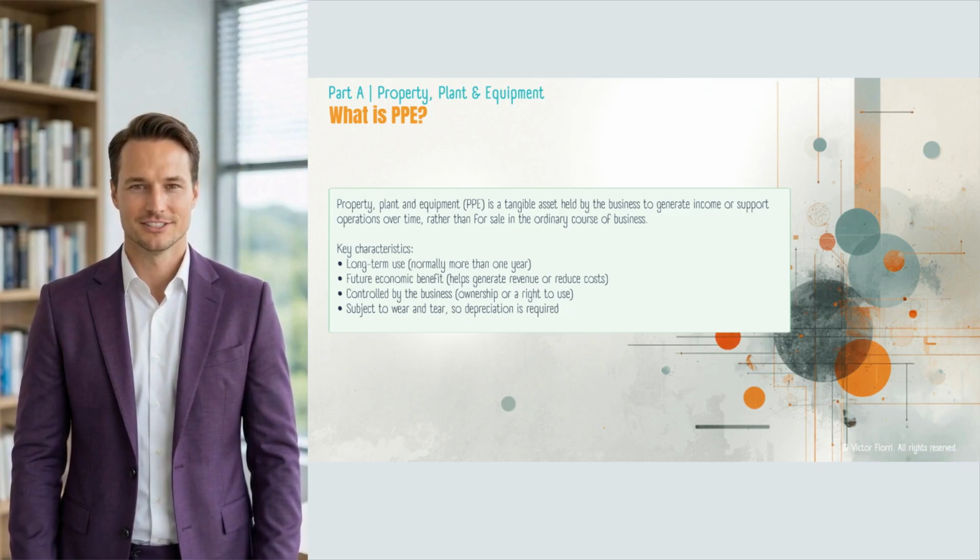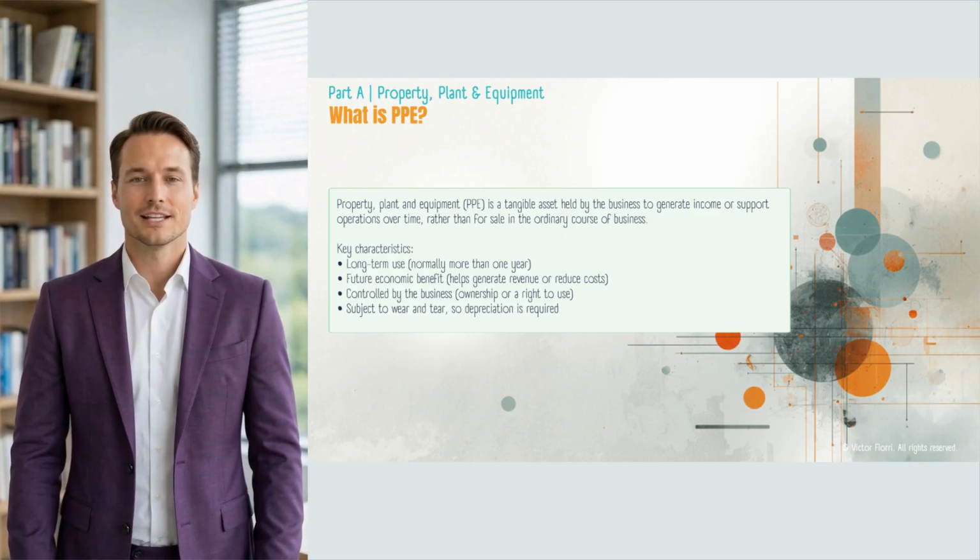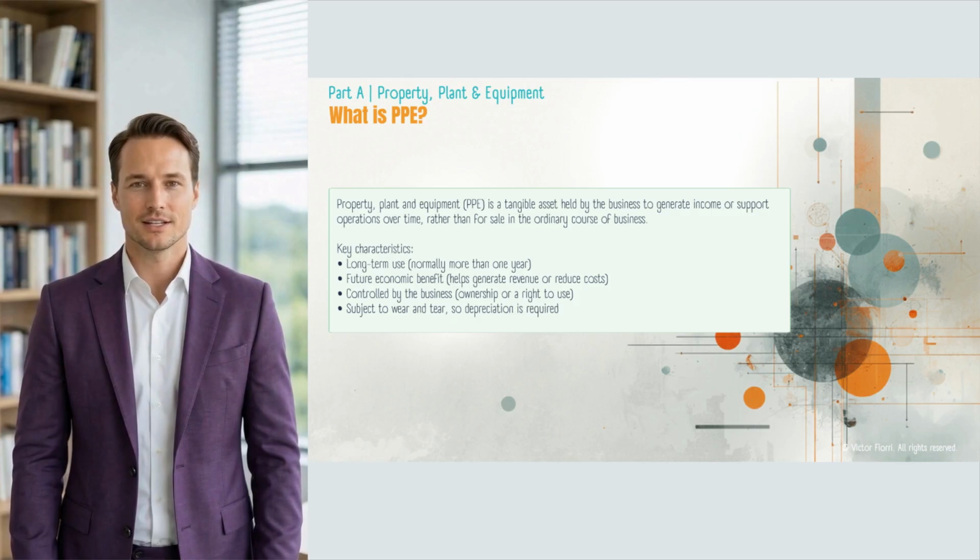First, the asset is used over the long term, usually for more than 1 year. Second, it creates future economic benefit, either by helping the business earn revenue or by reducing costs. Third, the asset is controlled by the business, whether through ownership or another right to use it. Fourth, because the asset is used over time, it is usually subject to wear and tear, which means depreciation is required.